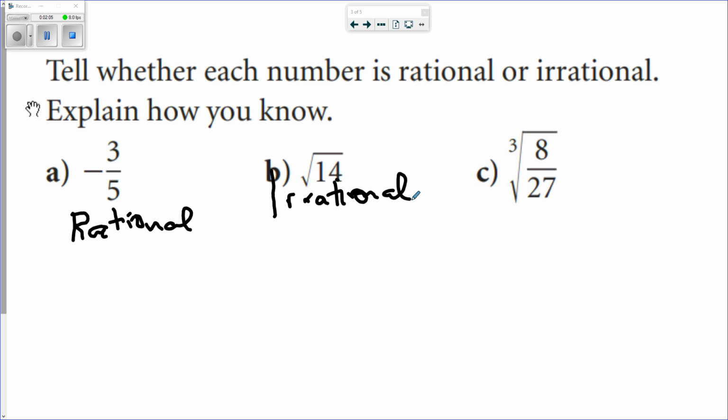Now part C is a little bit tricky. We have the cube root of a fraction, 8/27. We can rewrite that cube root like this: the cube root of 8, all divided by the cube root of 27. Now we know the cube root of 8 will be 2. The cube root of 27 is 3. So we have simplified that cube root into a fraction, and any fraction of whole numbers will be a rational number.